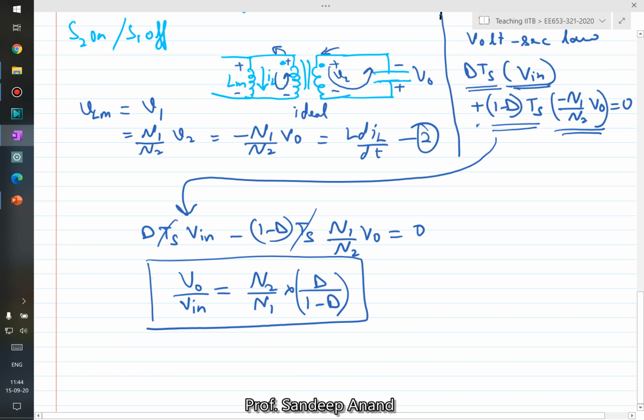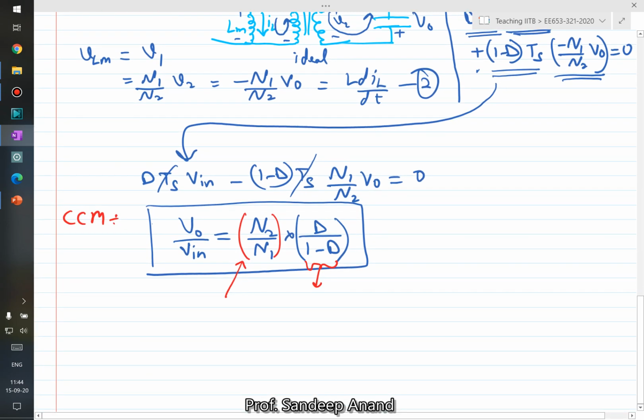So continuing our discussion for CCM, we derived the output to input voltage relationship, which is very similar to a buck boost converter. It's D upon 1 minus D, but there is an additional term of turns ratio, secondary turns N2 upon primary turns N1. How does it help? It helps us because now we can generate a very low output voltage by setting a suitable value of turns ratio, and still we can maintain duty cycle close to 0.5, which was not possible in the conventional buck converter.